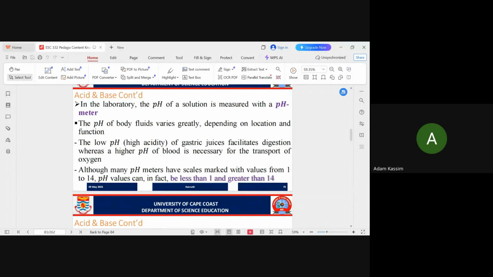My network is not good at my side. 3.64 times 10 to the power negative 8. 3.64 times 10 to the power negative 8 molar, or mole per dm cubed.